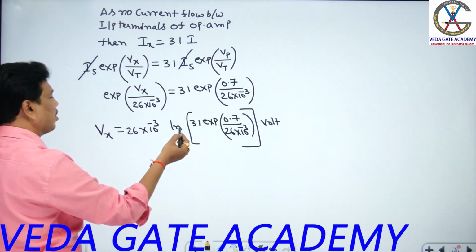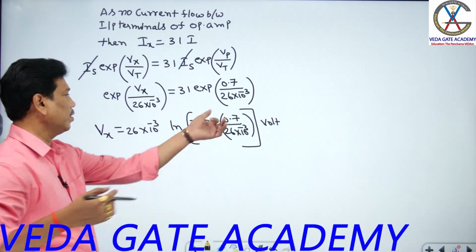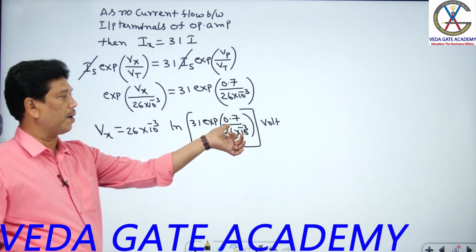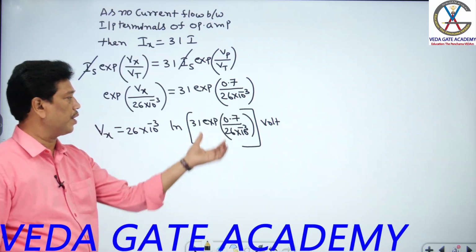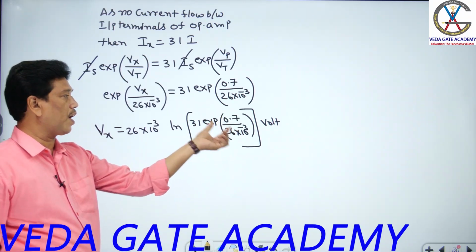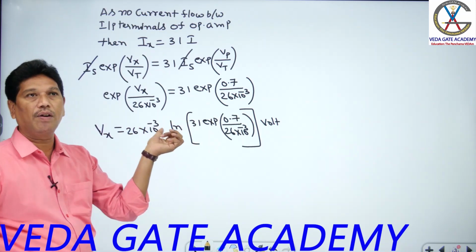If you want, you can also write this as ln of 31 plus ln of exponential, which gets cancelled, students. So you write it as a plus, 26 into 10 power minus 3 times 0.7 by 26 into 10 power minus 3. Otherwise you calculate this exponential value, multiply by 31, and after that you calculate ln. You may get the value of Vx, students.